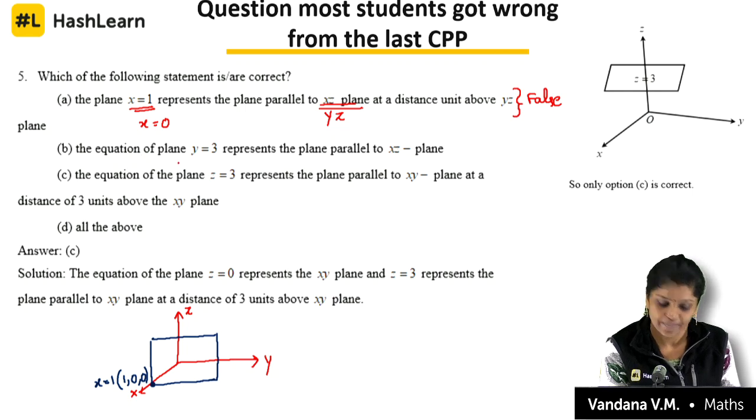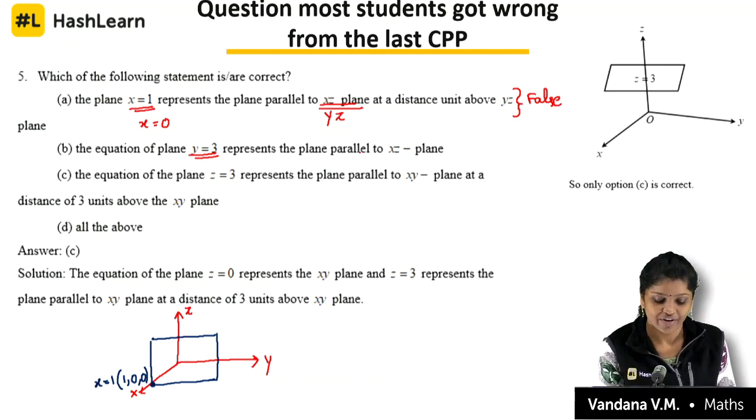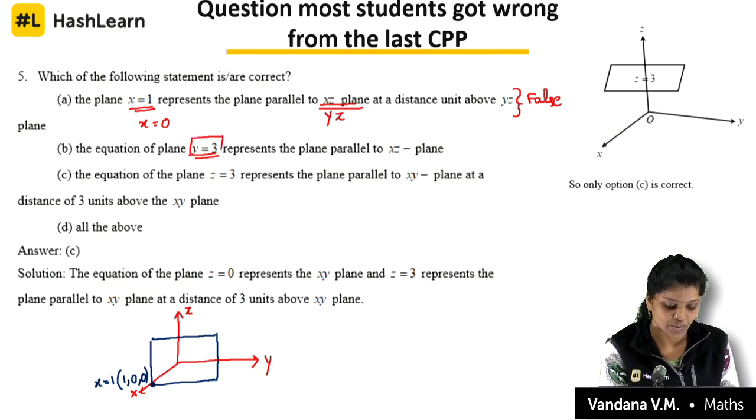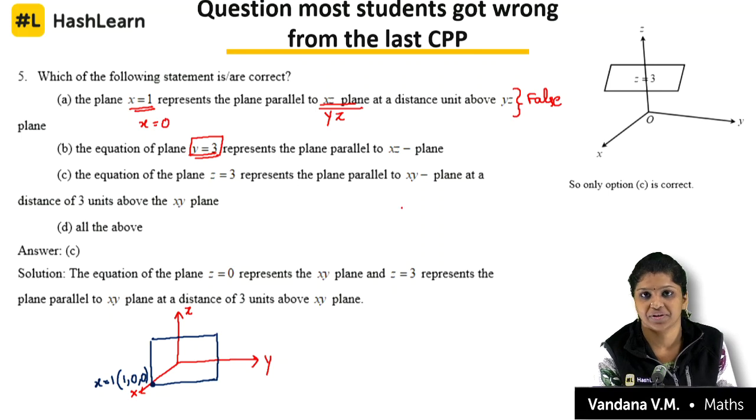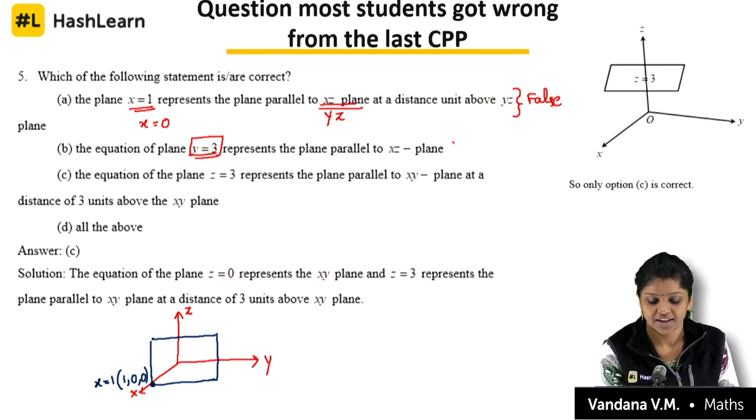The equation of a plane y is equal to 3 represents the plane parallel to xz plane. Yes, true, because y is equal to 3 is parallel to xz plane only, but clearly when we are talking about it, it is at a distance of 3 units, that you have to mention. Because of that, this is also false.